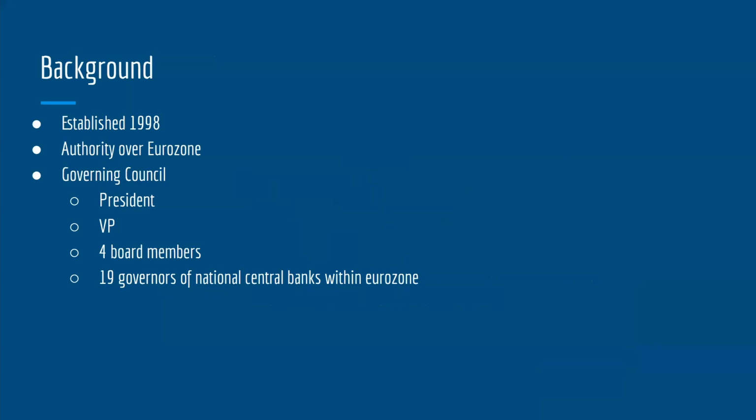The European Central Bank was established in 1998 and is granted authority over monetary transactions amongst the 19 member states, all of which perform monetary transactions within a single money market using common currency in the form of the euro. And the governing council is made up of the president, the vice president, 4 additional board members, and the 19 governors of national central banks within the Eurozone.